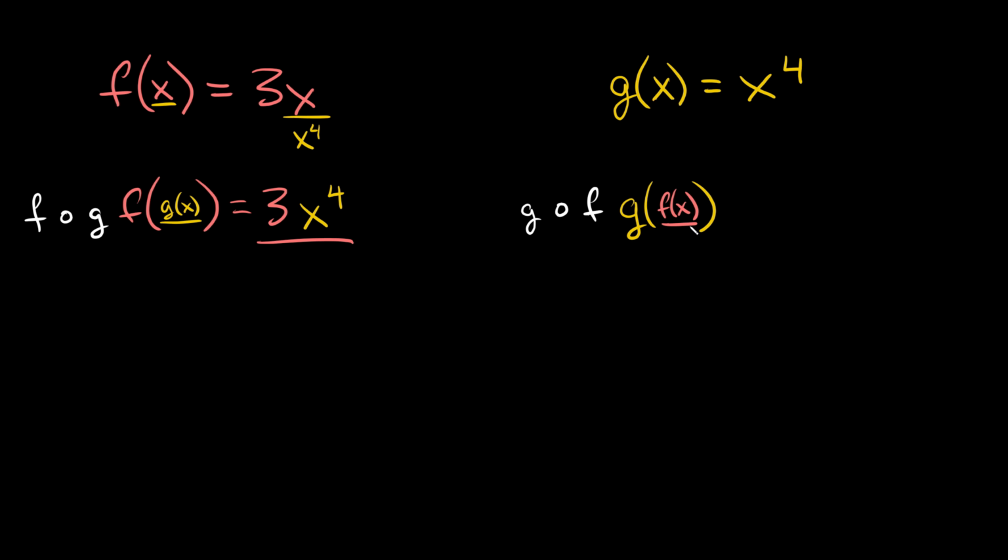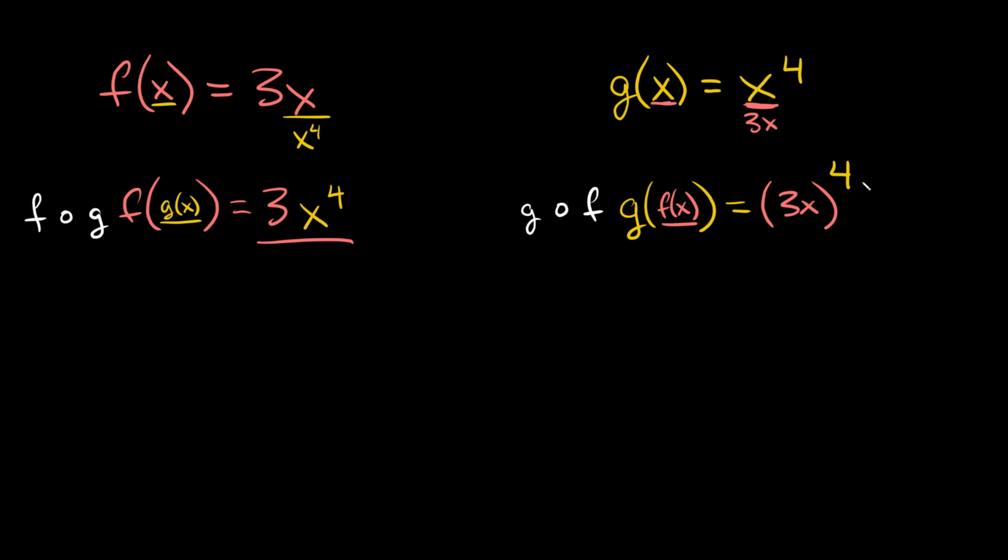Here we want to plug in f of x wherever we see an x. The only x we see here is this x right here, so we're going to plug in an f of x right here. But again, what is f of x? Well, f of x is 3x, so we're going to plug in a 3x right here. So g of f of x is going to be equal to 3x plugged in for x, and I'm going to put it in parentheses, because as you can see, we still have this 4th power out here. So let's raise this whole thing to the 4th power.